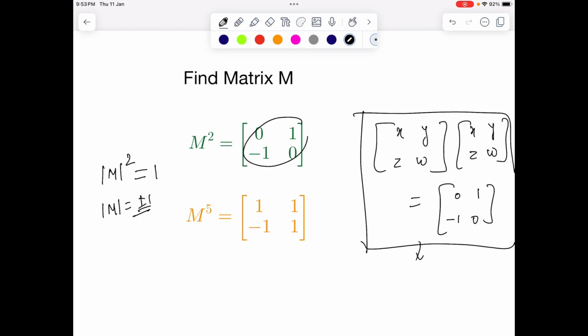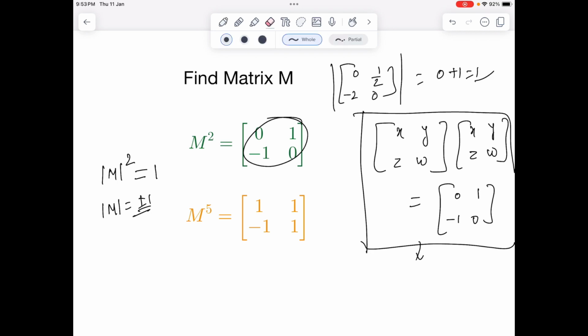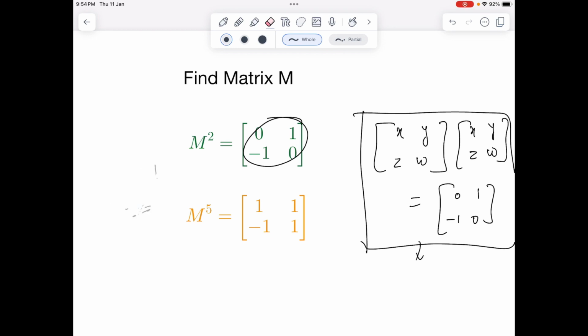Now this is a necessary condition but not sufficient, because we don't know whether the determinant of M square is coming from this matrix or something else, right? Because even another matrix might also give the determinant as 1. For example, suppose the matrix were 0, 1 by 2, minus 2 and 0, still its determinant is going to be 0 plus 1, which is 1, right? So we don't know the source. So just with determinant evaluation and taking the determinant on both sides, you can't find the exact number of matrices for x, y, z, w, although that's a necessary but not sufficient condition.